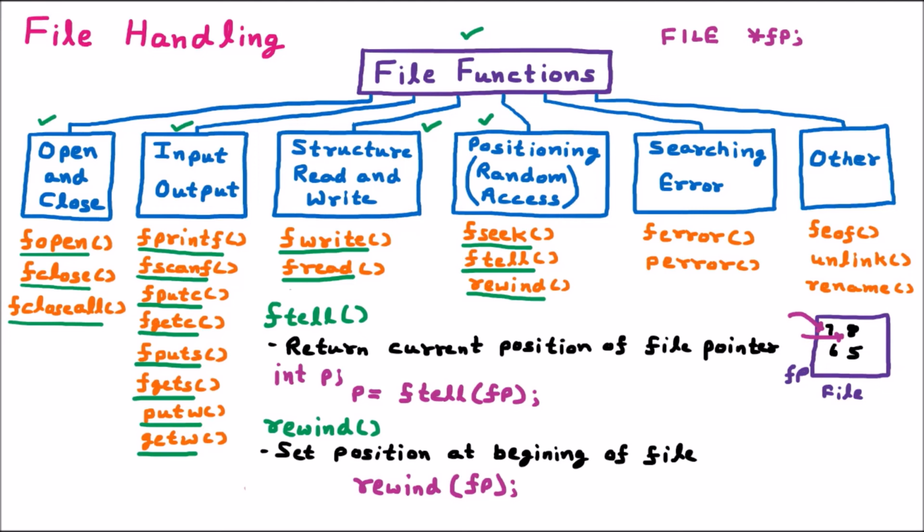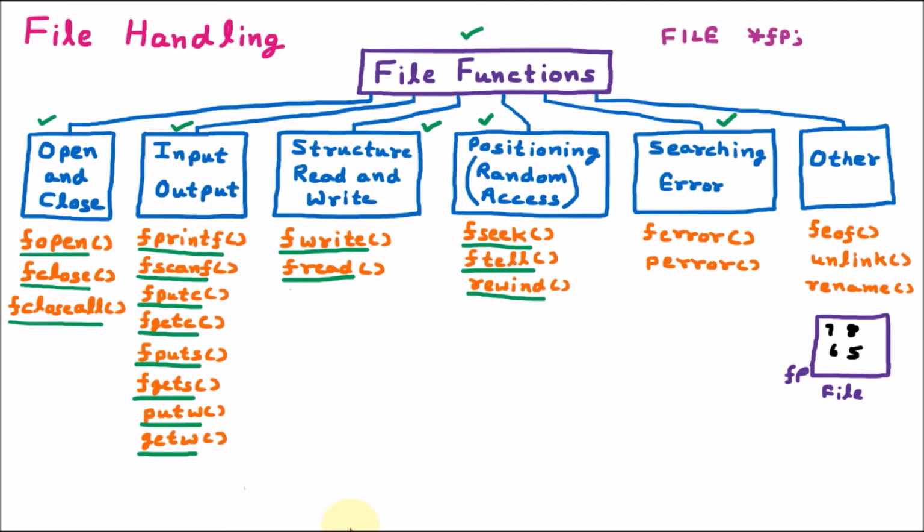The next category of file functions is the error handling functions. Whenever we are opening the file, closing the file or dealing with the file, there can be some errors. So for that we have the error handling functions. Here the first function is ferror.